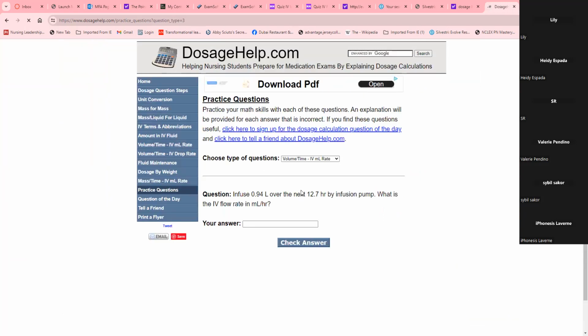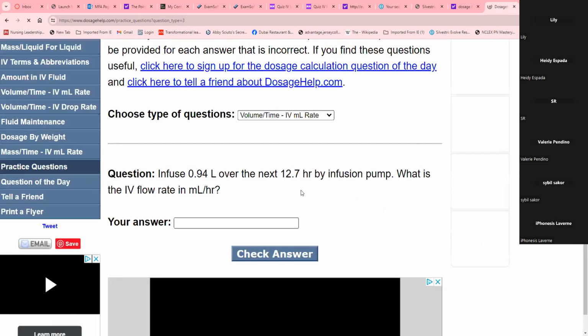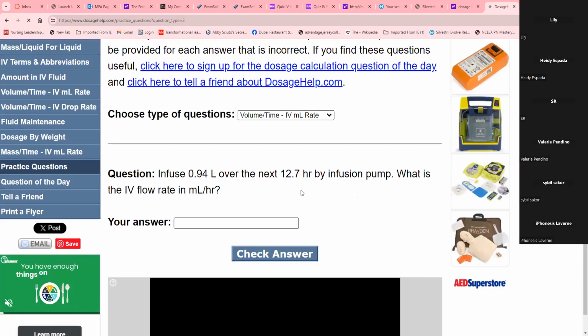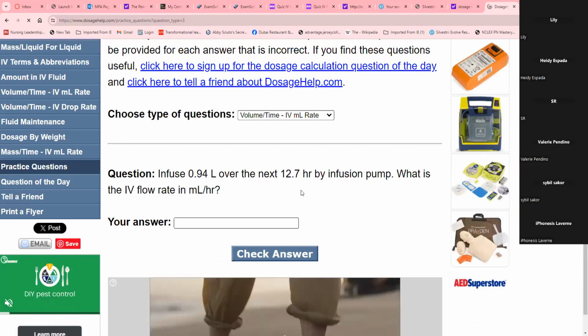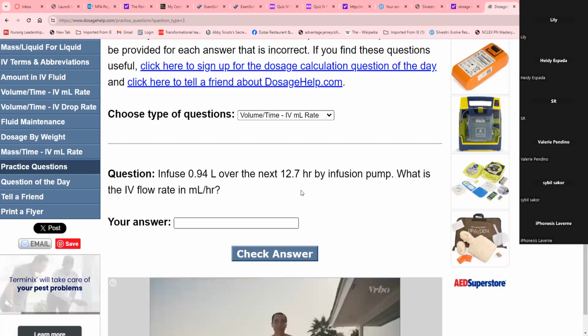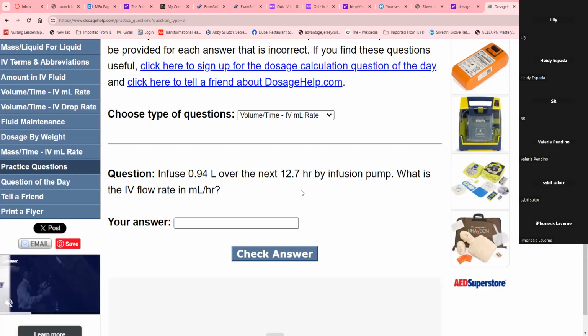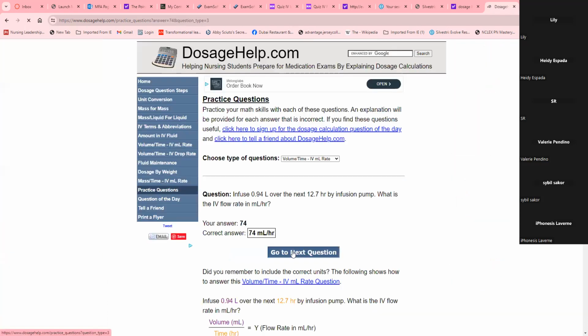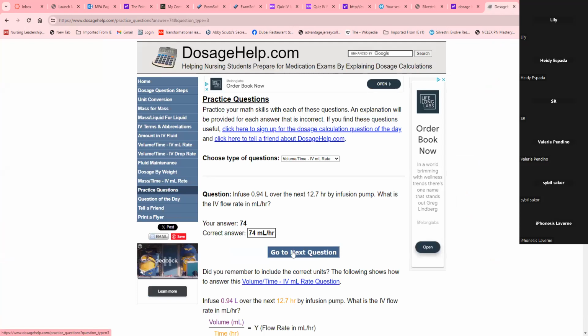Okay, here's another one. With this one here, what do you have to do first? Convert the liters. So 74 even. Okay, good. Any other questions somebody's not sure about?